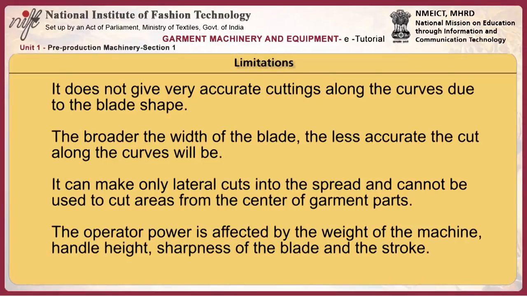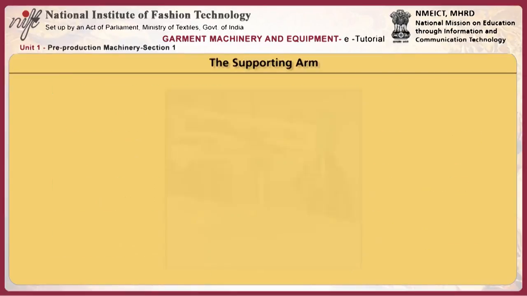The operator power is affected by the weight of the machine, handle height, sharpness of the blade and the stroke. Stroke is the vertical distance travelled by the blade during its reciprocation.